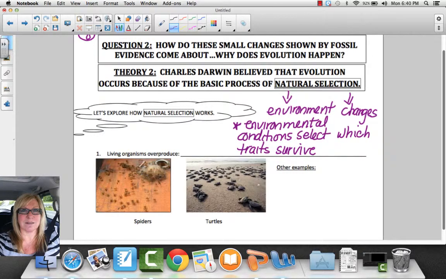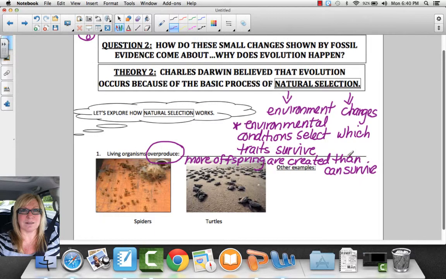So let's look at how this works. Living organisms overproduce. What do we mean by overproduce? Well, exactly what it sounds like. More offspring are created than can possibly survive.